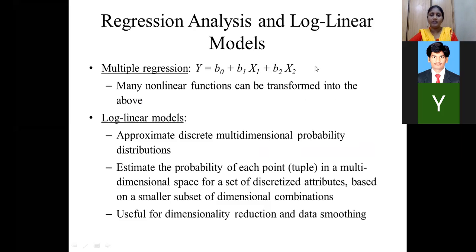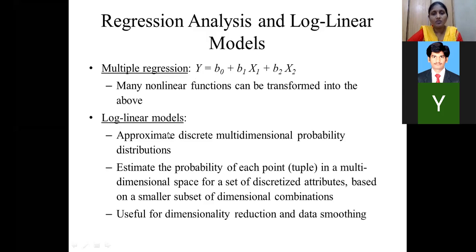Suppose if you are going to take one more independent variable, means b3 x3, like that, dot, dot, dot. So the equation is represented as y is equal to b0 plus b1 x1 plus b2 x2 plus b3 x3, like that, and so on. In this way, non-linear functions can be transformed into the above format.